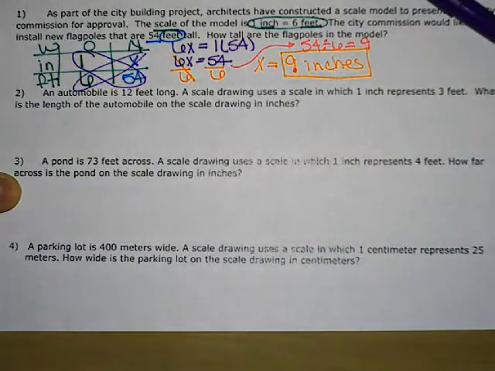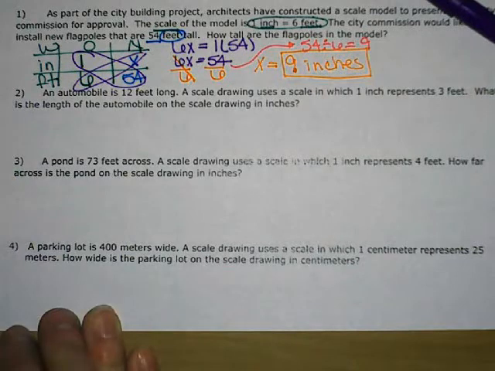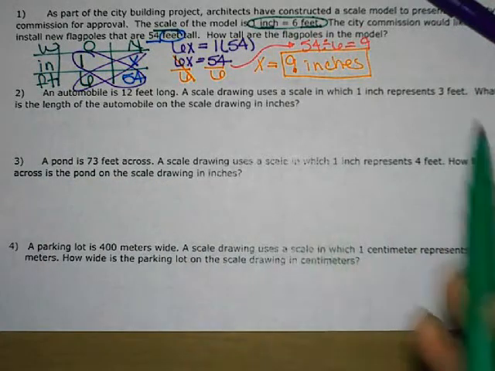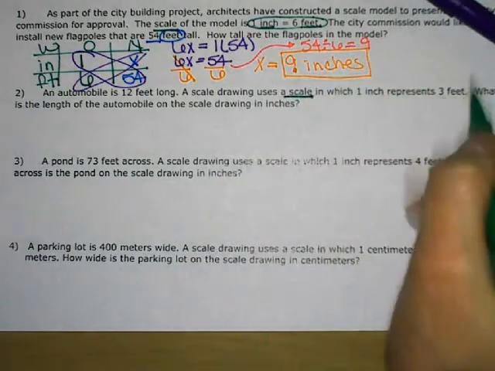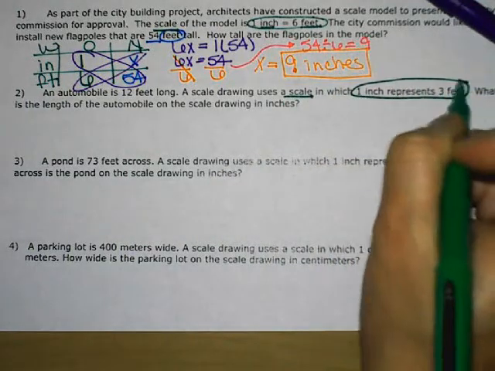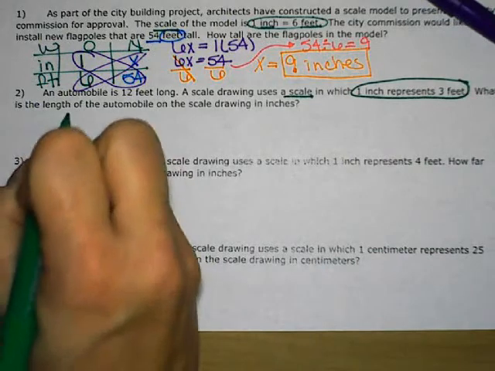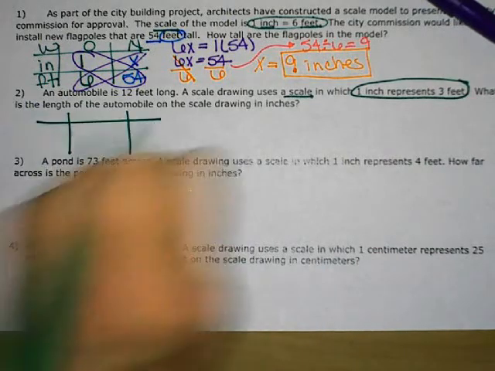Let's try number 2 as well. An automobile is 12 feet long. A scale drawing uses a scale in which 1 inch represents 3 feet. What is the length of the automobile on the scale drawing in inches? So for example, when I said they will give you the scale, it says the scale of 1 inch represents 3 feet. So I'm going to set up the one table.